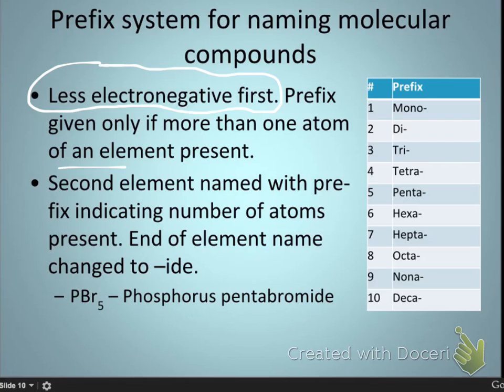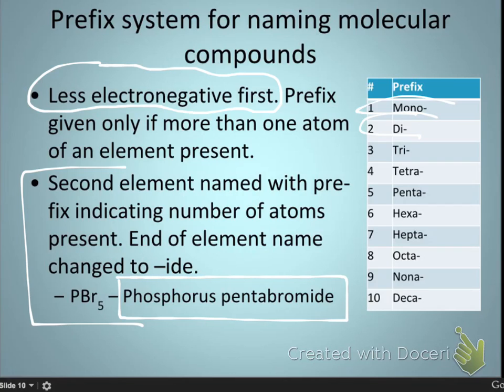The second element just gets the prefix that references the number, and this table you don't need to reproduce. It's in your book, I think in a couple of locations. The second element gets the prefix, and it gets an IDE ending, which makes it sound an awful lot like an anion, which everybody hates, but that's the way it works. So the thing that in essence is getting more of the electrons, the thing that if this were an ionic bond would be the negative ion, gets that IDE ending. So here's phosphorus pentachloride. And here's phosphorus pentabromide.